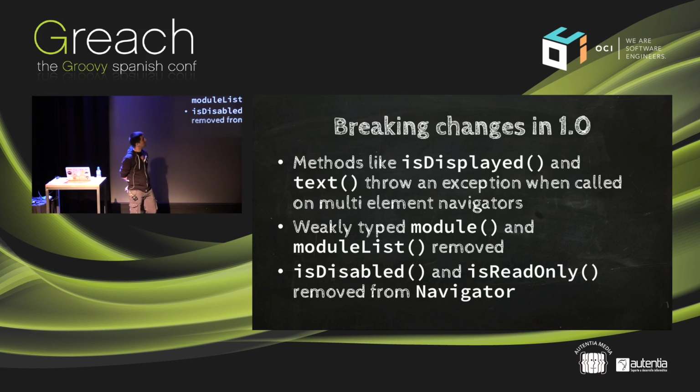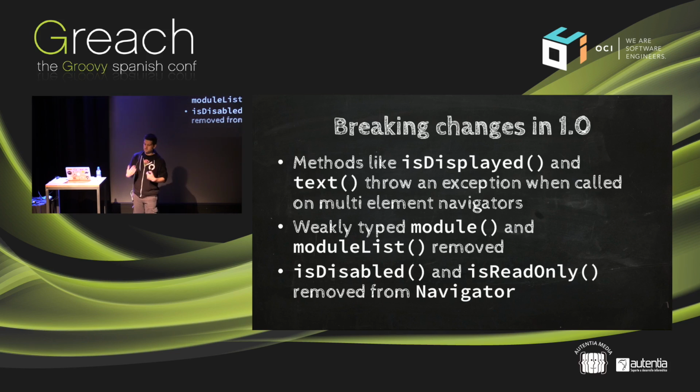So it's probably worth mentioning what were the major breaking changes in 1.0. A couple of methods, like for example, is displayed and text, used to return the result of the operation on the first element of a multi-element navigator. What happens now is that they throw an exception when you are calling these methods on a multi-element navigator.